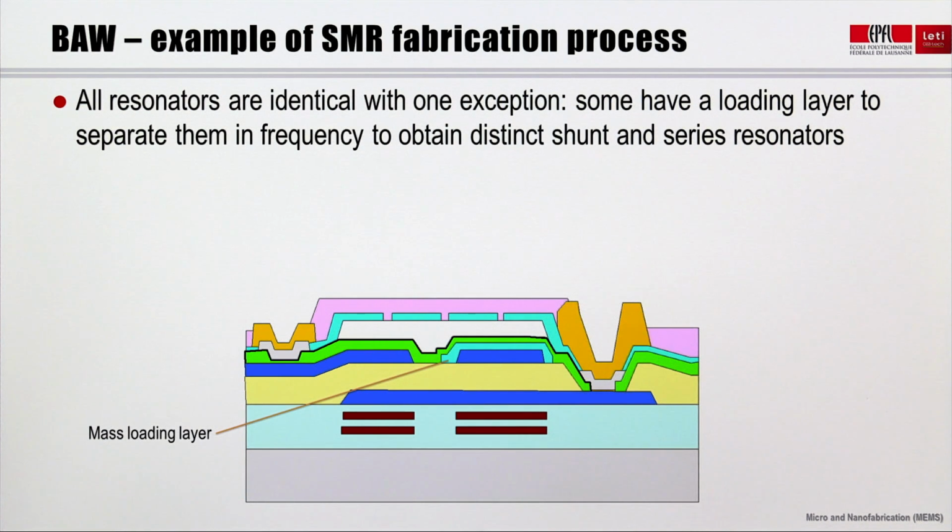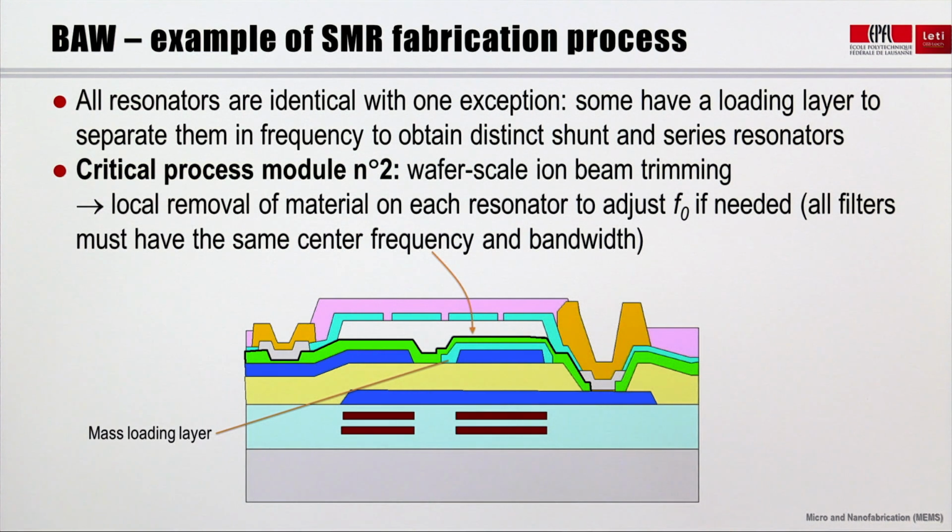Another important step is the mass loading of shunt resonators. In fact, shunt and series resonators are identical by design. Then, this mass deposition on top of the shunt resonators allows adequately decreasing the resonance frequency so that the anti-resonance coincides with the series resonator resonance, as I explained in the previous slide.